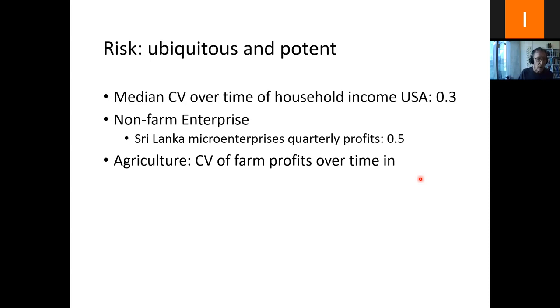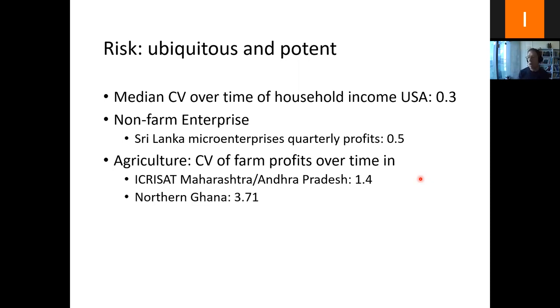In agriculture, the coefficient of variation of farm profits over time in Maharashtra and Andhra Pradesh, in a set of villages that ICRISAT, the International Crop Research Institute for the Semi-Arid Tropics, surveyed over a long period of time, was 1.4. And in northern Ghana, where I've been doing a lot of work, the CV over time for an individual's farm profits was almost 4. So the magnitudes of risk can be really, really large.